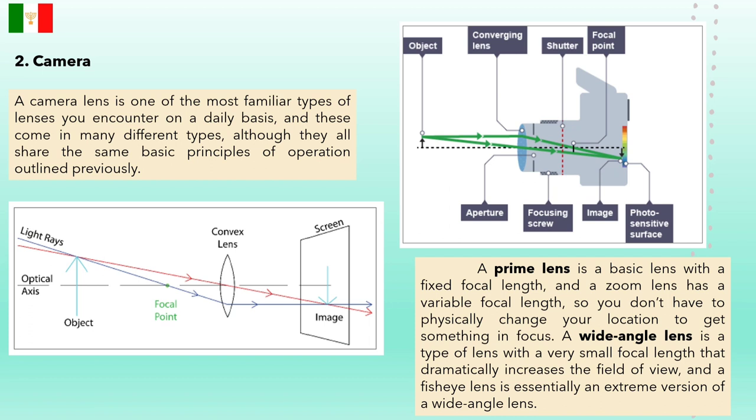In addition, cameras have a shutter, which opens and closes quickly so that the film does not get inundated with light. This produces a more or less clear image of the instant that the photographer shoots. A prime lens is a basic lens with a fixed focal length, and a zoom lens has a variable focal length, so you don't have to physically change your location to get something in focus. A wide-angle lens is a type of lens with a very small focal length that dramatically increases the field of view. And a fisheye lens is essentially an extreme version of a wide-angle lens.